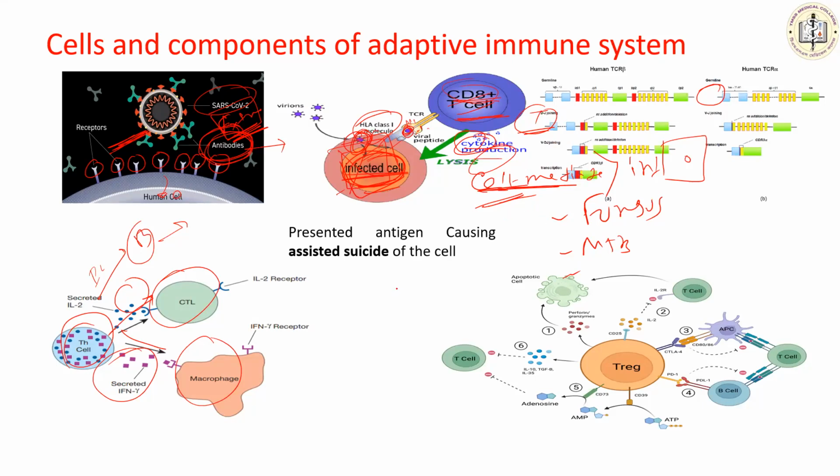And what is the cell that causes the stopping of this immune response? Any idea? Which cell stops the immune response? T suppressor or regulatory T cells. Right, regulatory T cell. So you have to know some of the functions of the regulatory T cell. Regulatory T cell is one kind of CD4 cell. It has CD4 and CD25. Some of the features you need to know.